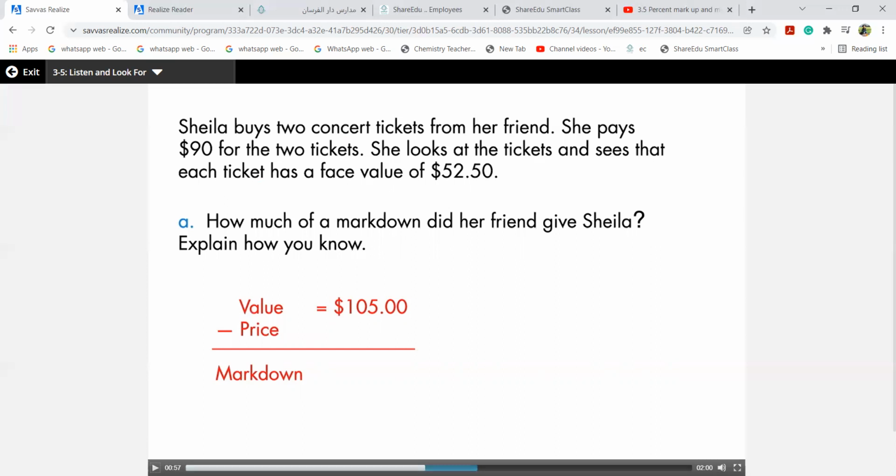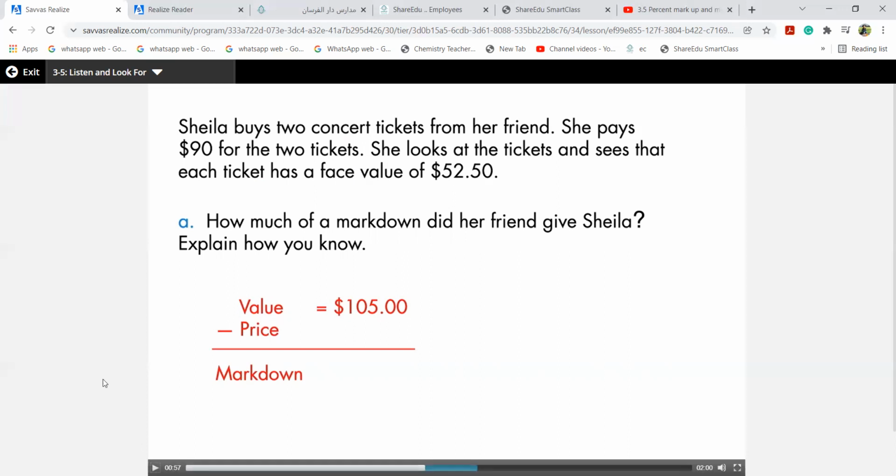She pays $90 for 2 tickets. She looked at the tickets and sees that each ticket has a face value of $52.50. Actually, when you buy 1 ticket, it's 52.5. But when she bought 2 tickets, she got it just for 90. When you double 52.5, it's more than 100. That means she got a discount. Don't you think so? So how much of a markdown did her friend give Sheila?